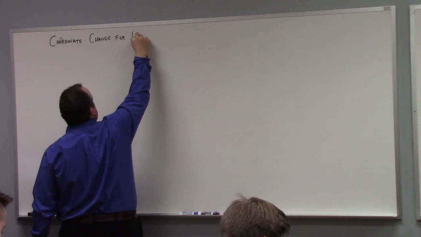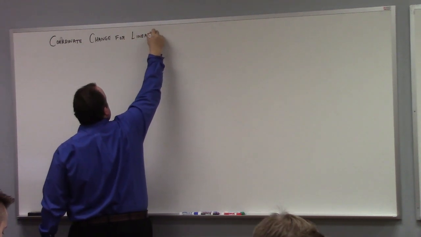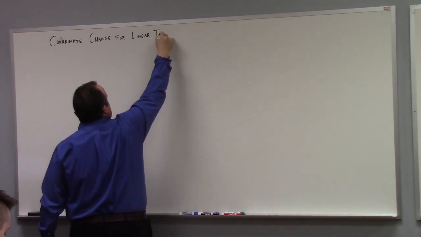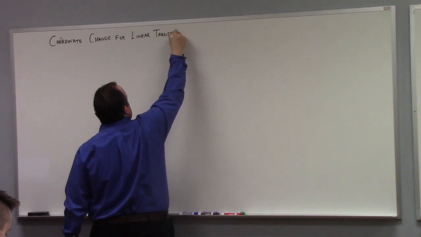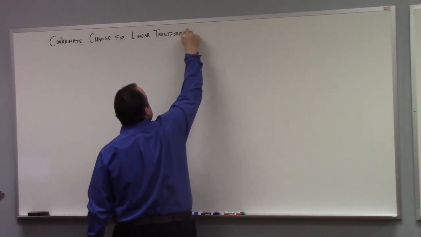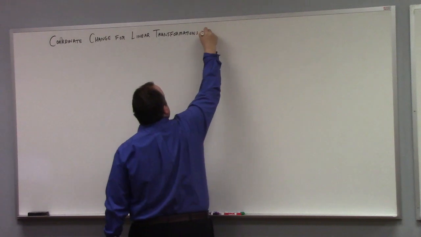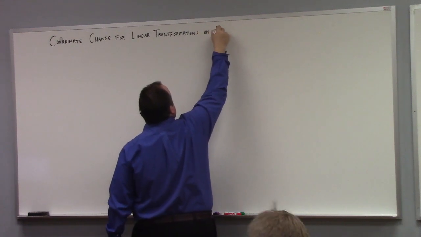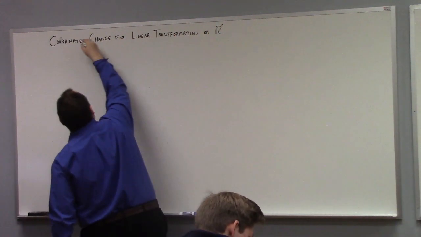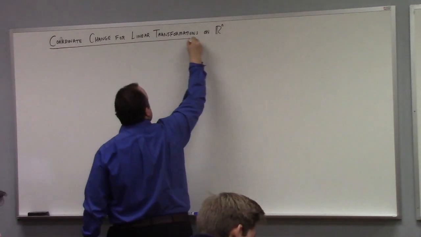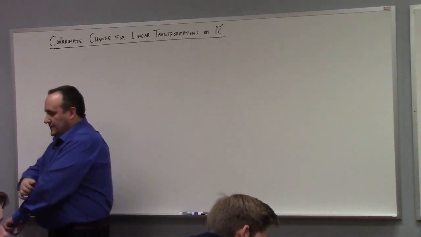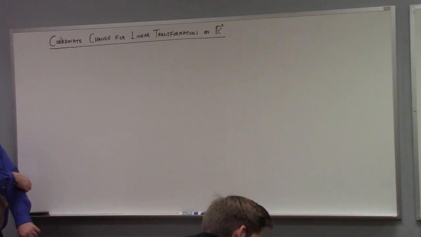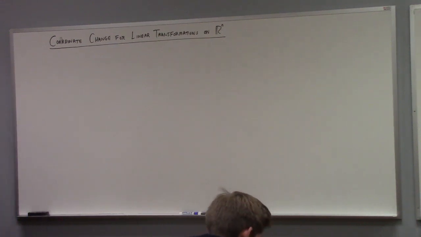So coordinate change for linear transformations. Now, what I'm doing today in class should be a little bit simpler than what's in the notes, because what's in the notes has broader applicability. So I'm really just looking at coordinate change for linear transformations on Rn. And, well, I guess I might do from Rm to Rn.